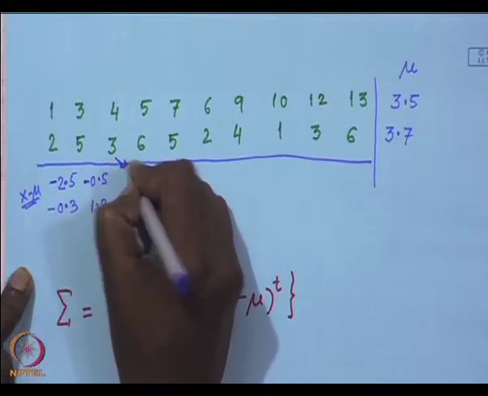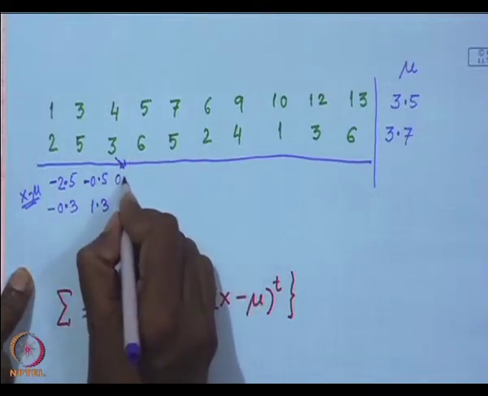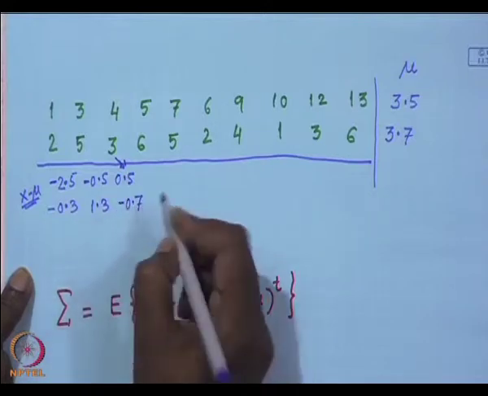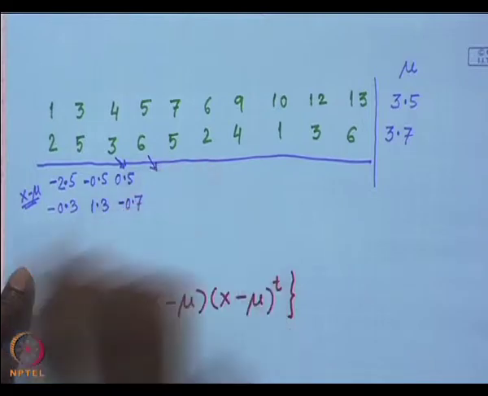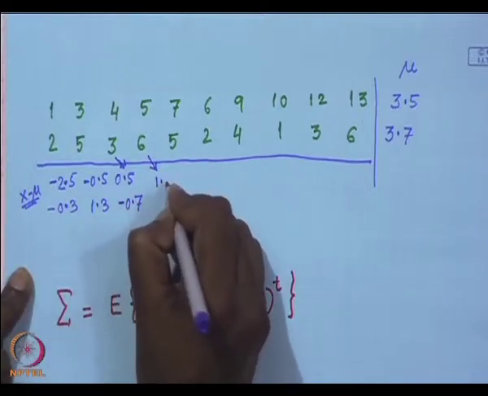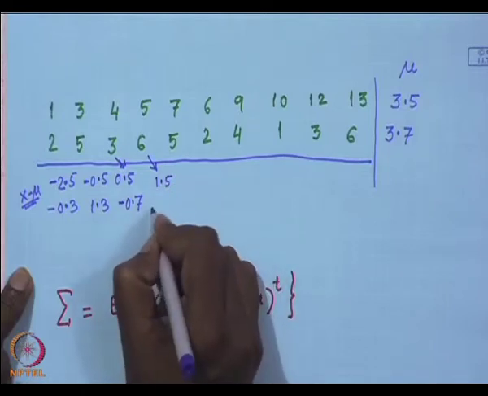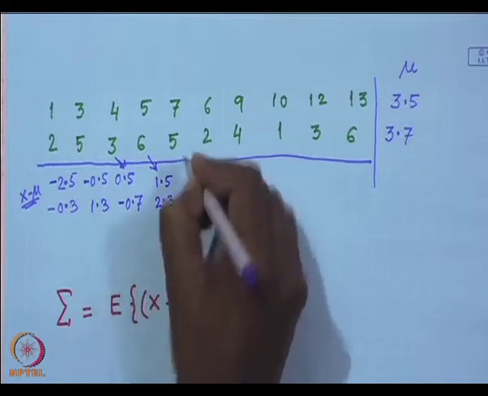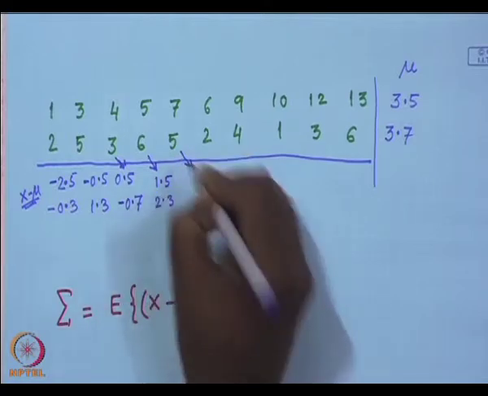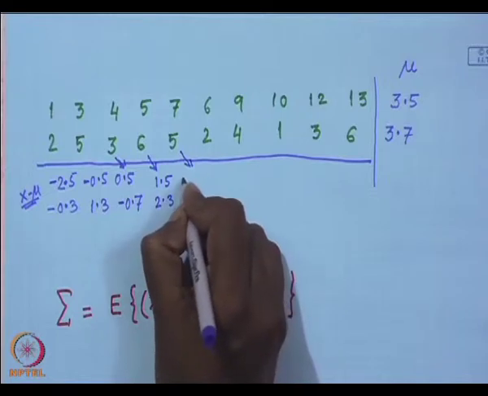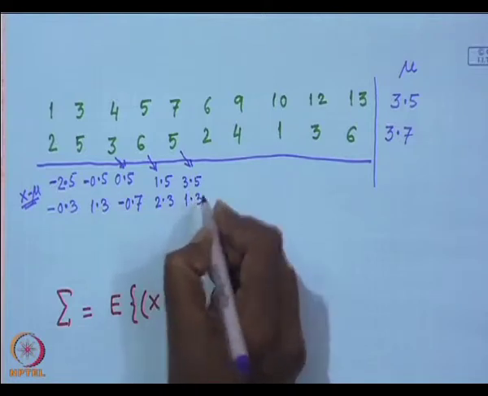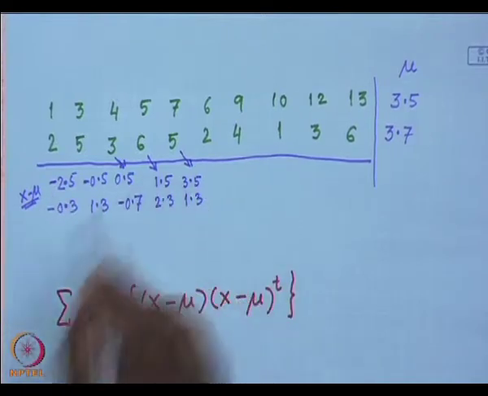For the third vector, it will be 0.5 and minus 0.7. For the fourth vector, it will be 1.5 and 2.3. For this vector, it will be 3.5 and 1.3. So, these are x minus mu for all the feature vectors belonging to class omega 1.